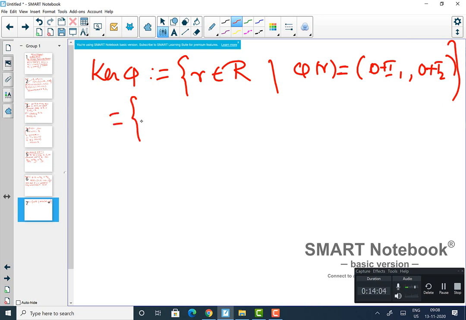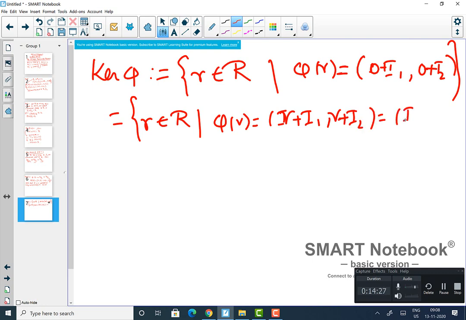Okay, so what does that mean? You collect all the r belonging to R and write down phi of r, which is nothing but r plus I1, and r plus I2, that has to be (0 + I1, 0 + I2), right? We don't need this part, so just this is nothing but this.